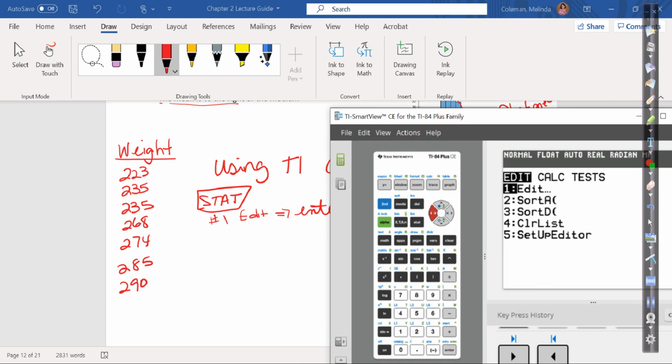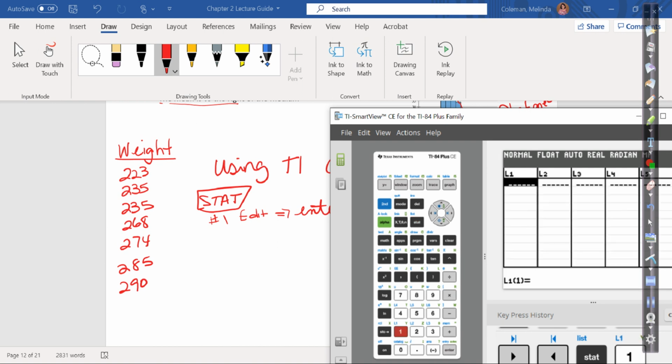So I'm going to hit again the Stat key, then number 1 for Edit. And now I'm given a whole bunch of lists with which to enter data. I'm going to enter my data. So I have 223, enter. 235 twice, hitting enter in between times.